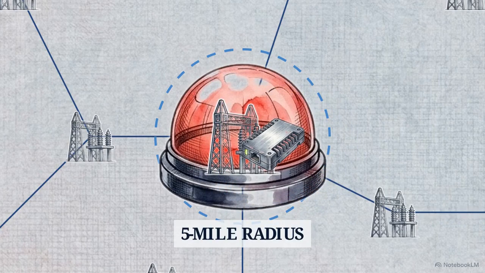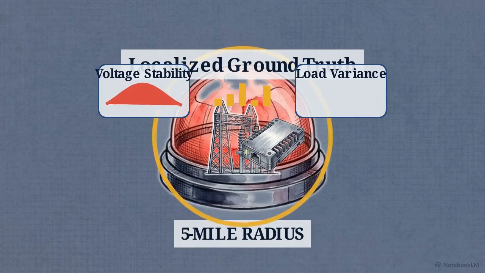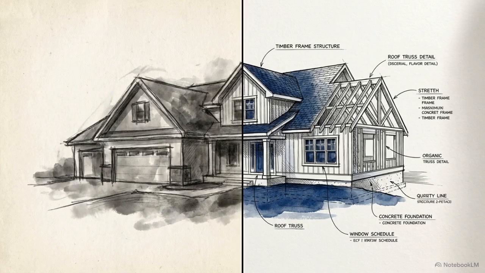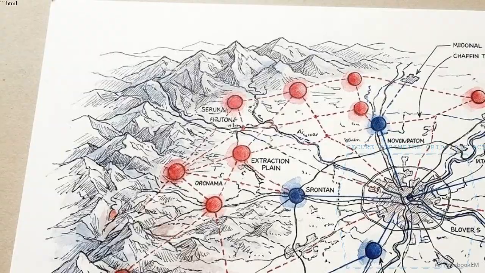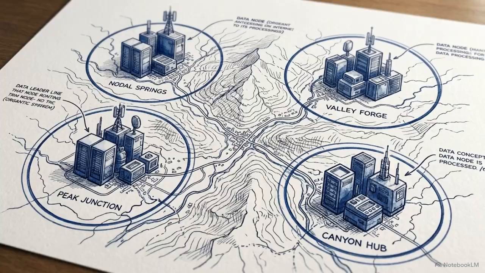of the network. This processor calculates localized ground truth, metrics like voltage stability and load variance, entirely within its own 5-mile boundary. By calculating at the neighborhood level, the system captures a more accurate picture of the grid's physical state. This structure isolates the raw data from the broader internet. Deploying these local firewalls across the grid ensures that no single breach can compromise the entire system. The result is a topology where raw intelligence remains within its own geographic sovereignty.